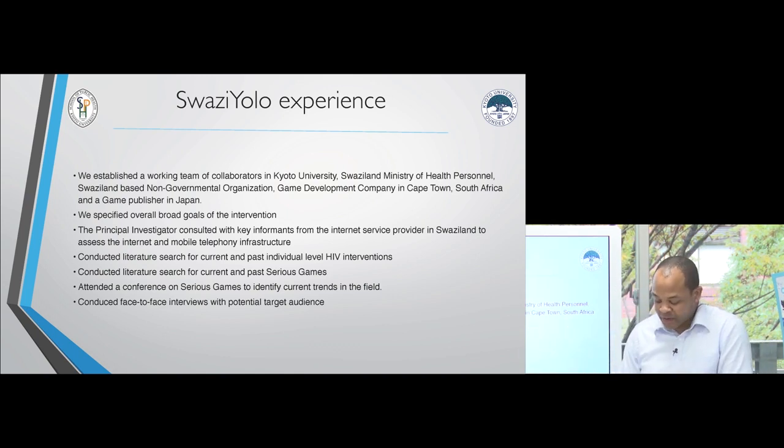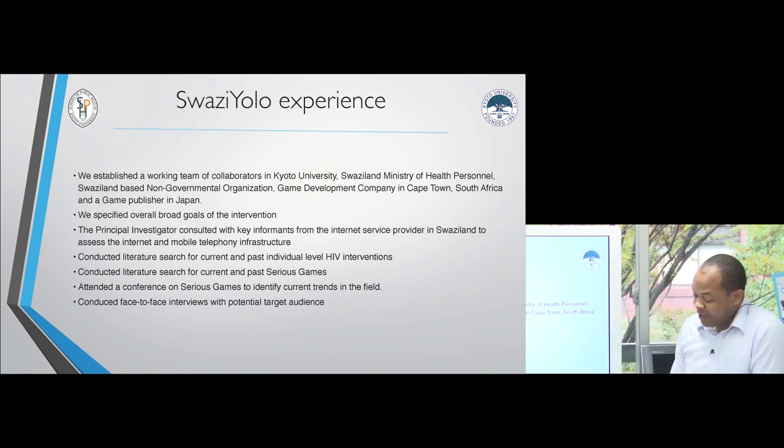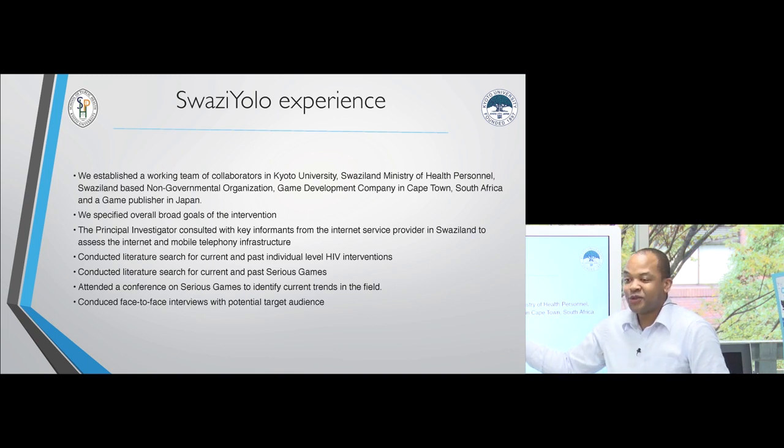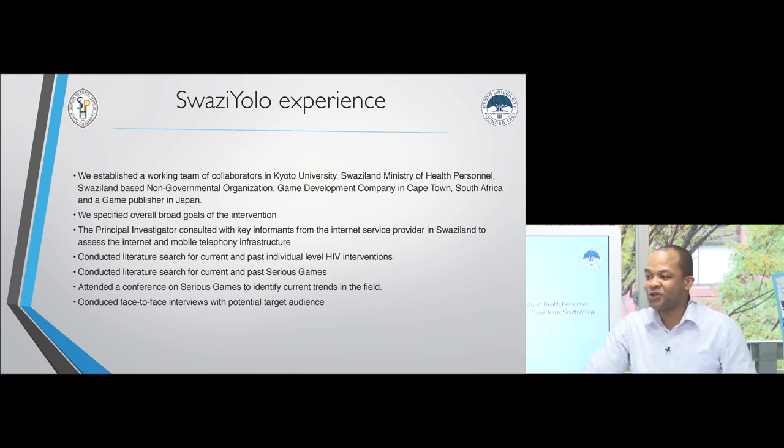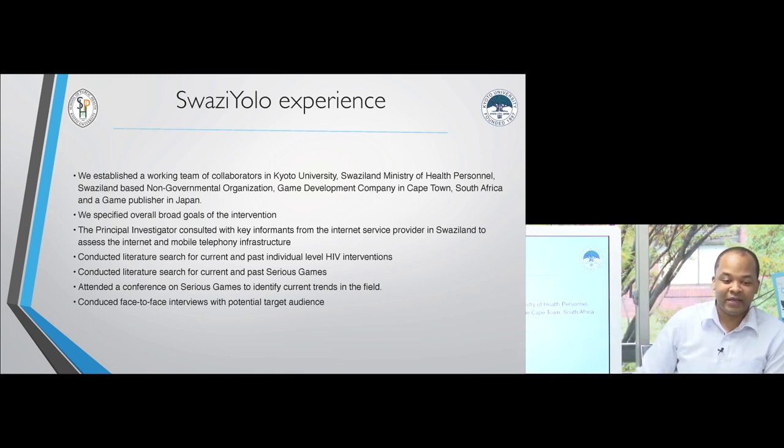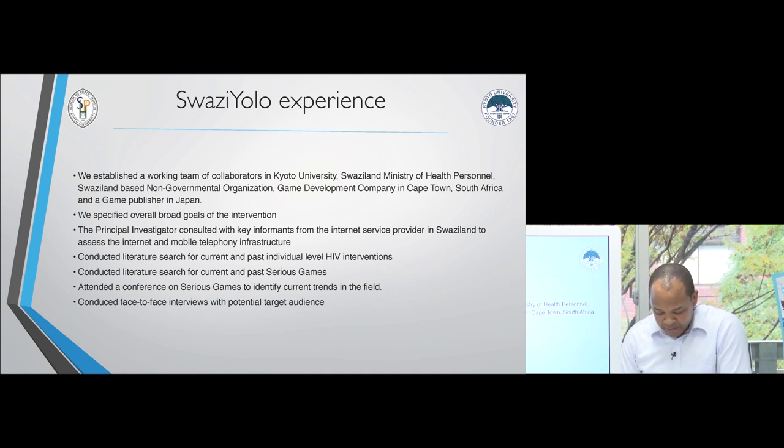So we did a lot of consultation between Japan, South Africa, and Swaziland. And as you can imagine, it might be very difficult to get everyone to sit down in a meeting like this. So it was a lot of moving up and down to collaborate on this. And then also we specified the overall goals of the intervention. And I want to mention to you that at this stage, we didn't have funding.